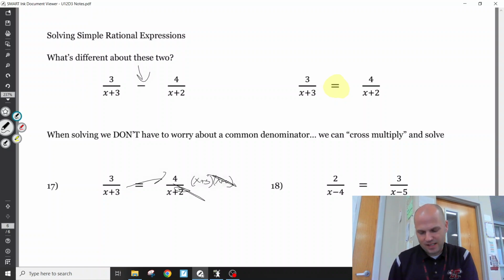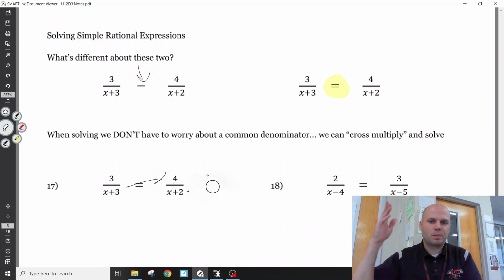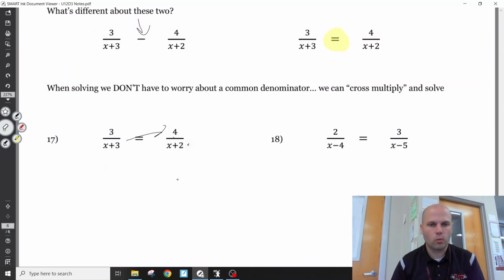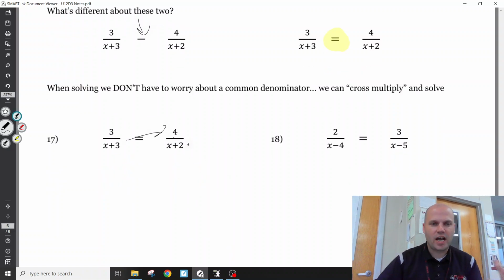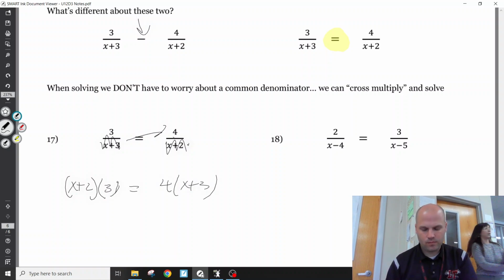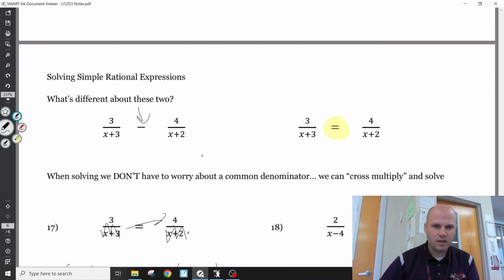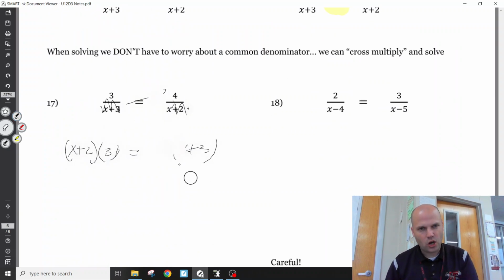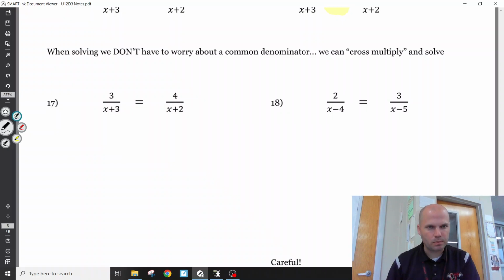You realize it's not necessary. Cross multiply, solve, works. We multiply both sides by the other denominator, and this denominator will go away, this denominator will go away, it'll be brought up. We'll have x plus 2 times 3. We'll have 4 times x plus 3. You guys know how to cross multiply, so let's not worry too much about this part, okay? Use your Mr. Butterfly.